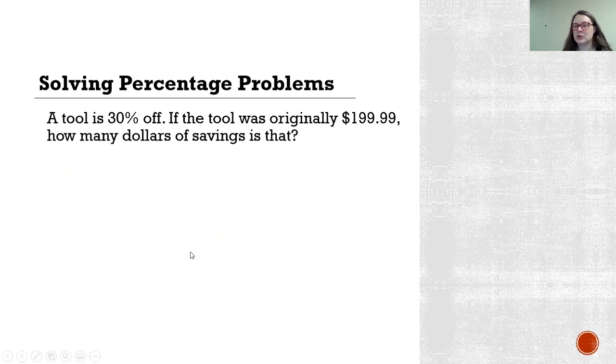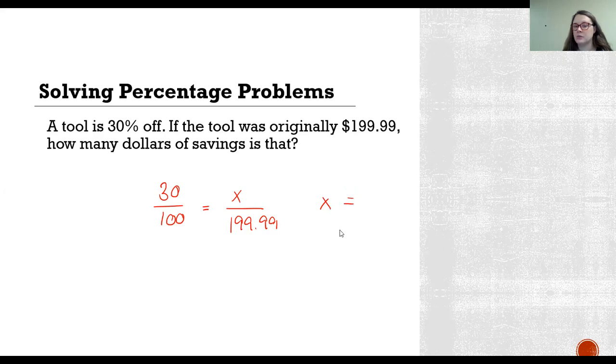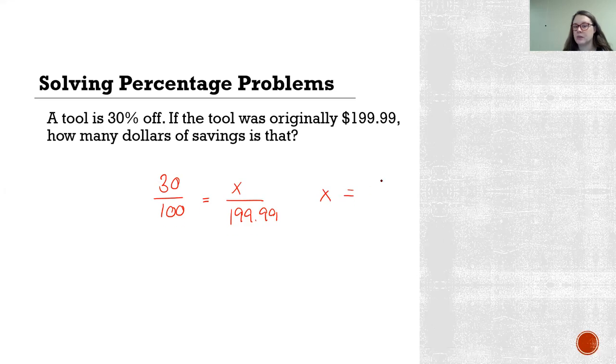A tool is 30% off if the tool was originally $199.99. How many dollars of savings is that? So, well, it's 30% off. 30 out of 100 is equal to x out of 199.99. X, if we solve, is equal to $60. Okay, if you round that off.